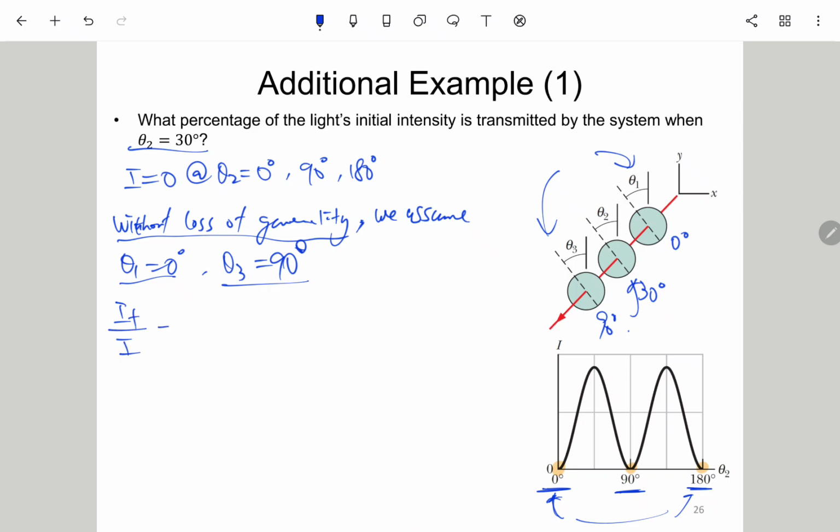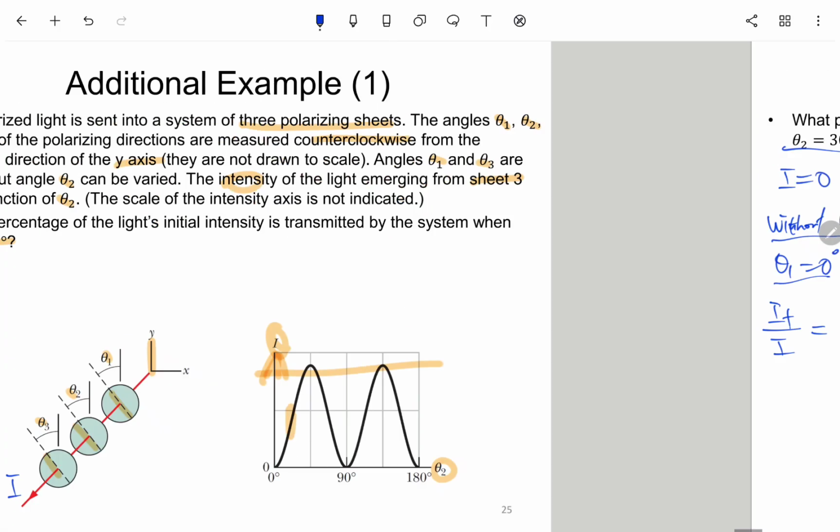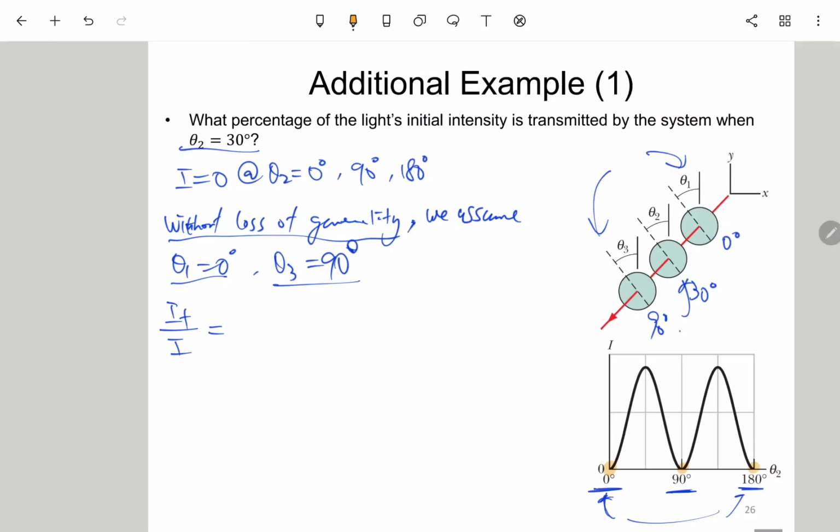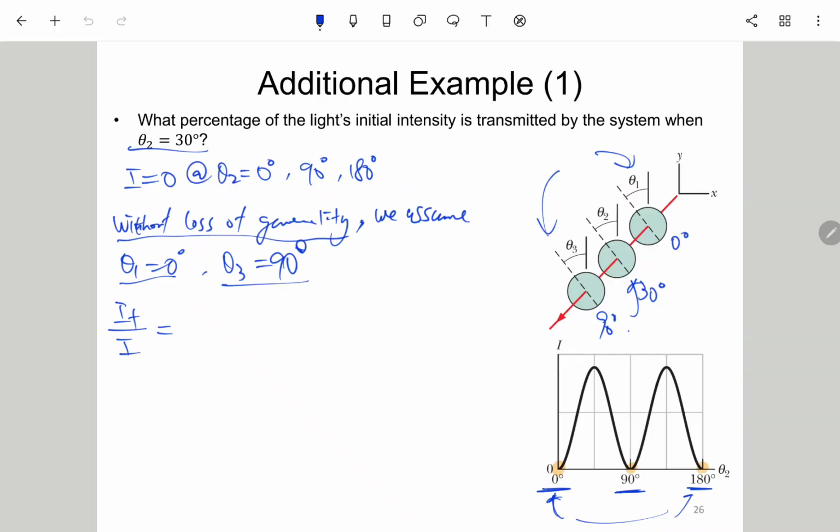So IF over I will be, the first one, at the very beginning, is unpolarized light, right? Yes, at the very beginning is unpolarized light. Okay, so after going through the first one, this is the 1/2 density. From unpolarized light to polarized light, the density dropped by half. So this is 1/2, okay?